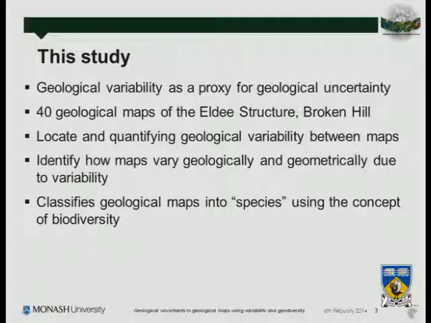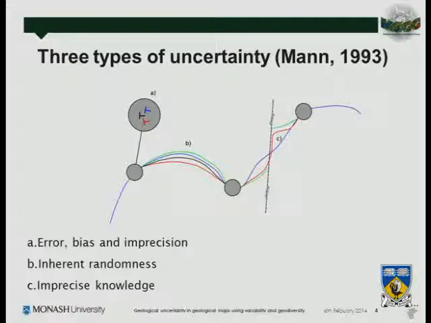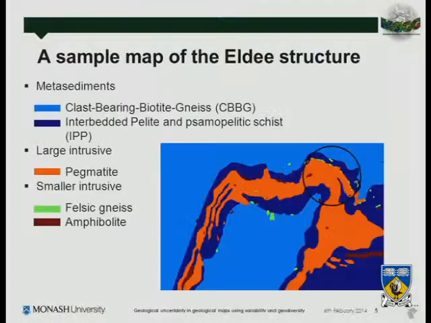What I aim to do is locate and quantify variability between the maps, and also, using what Tom was talking about before, the geodiversity metrics, I'm going to compare how they vary, and hopefully we'll be able to classify some of the maps into different groups or species. So Tom gave you a quick overview of the uncertainty types. I won't go through it, just to save time, but there's a diagram which is a little bit different.